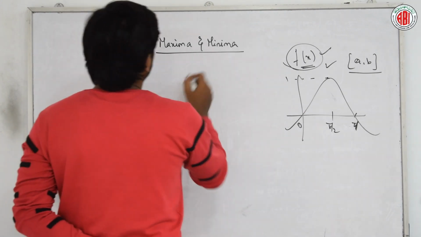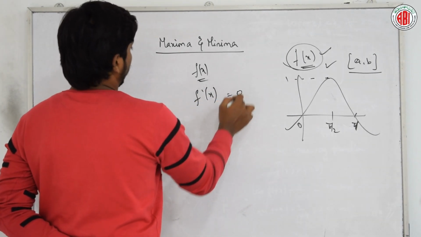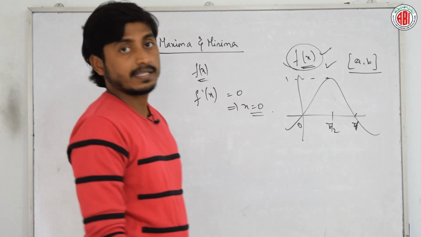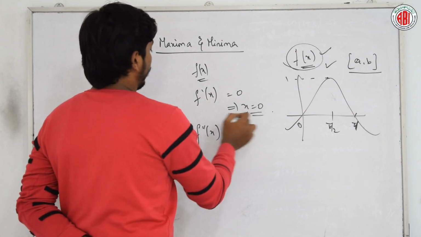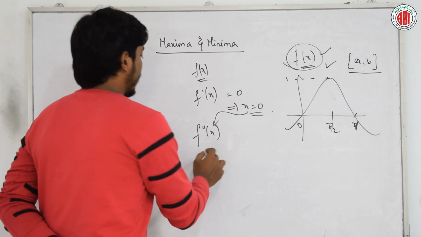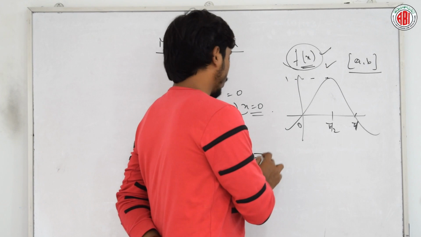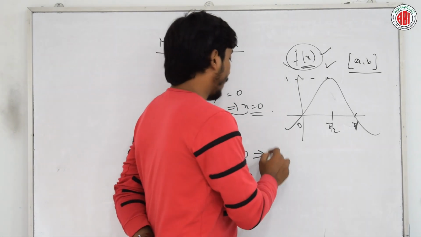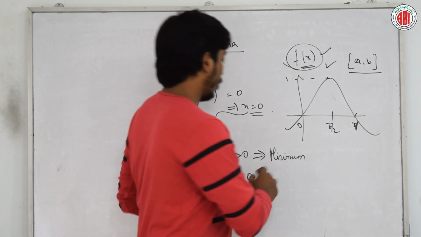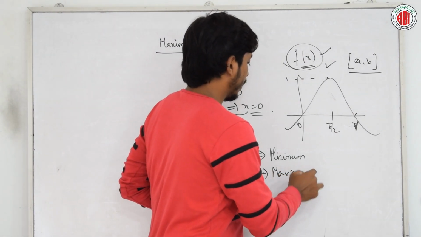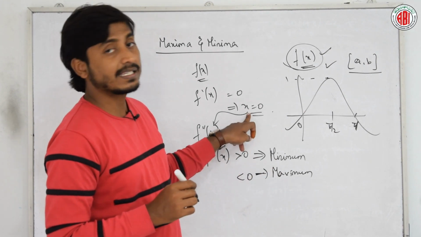How do we prove it? First, whatever it is, the question gives f of x. Next we have to differentiate once, equate it to 0, and you will get some value of x. Then next, take the double derivative and substitute this value here. Then check whether this value is greater than 0 or less than 0. If it is greater than 0, then the function f will have a minimum value. And if f double dash of x is less than 0, obviously it will have a maximum value at that point.